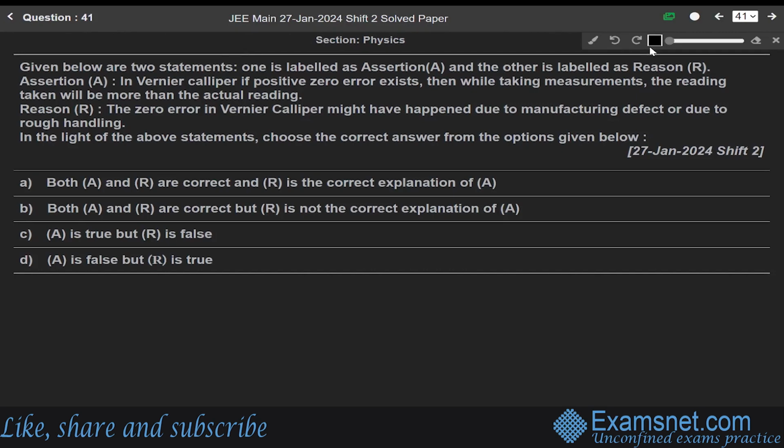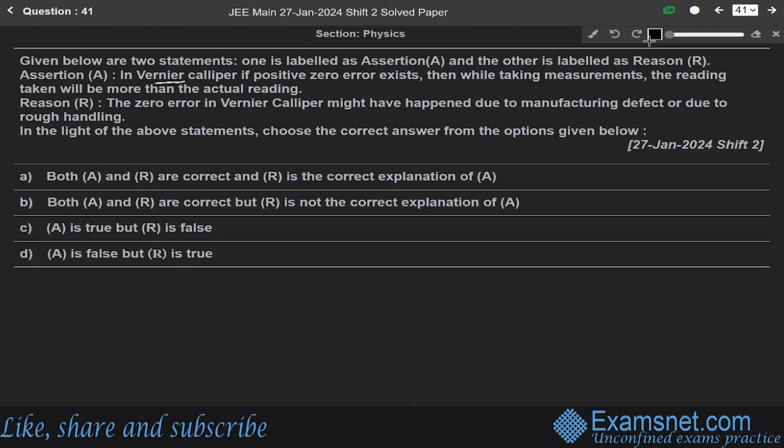So students, in vernier caliper, whenever a zero error exists, we have to subtract the zero error from the final reading. Whatever the final reading be, to find the actual reading, we have to subtract the zero error from the final reading so that we will get our actual reading.